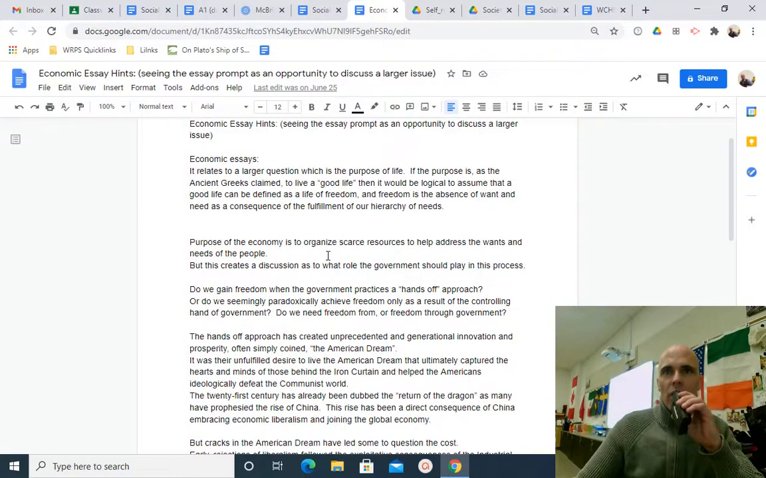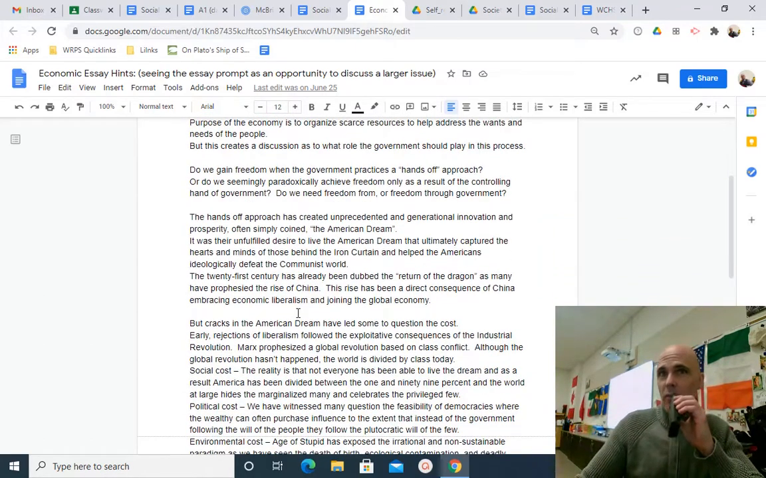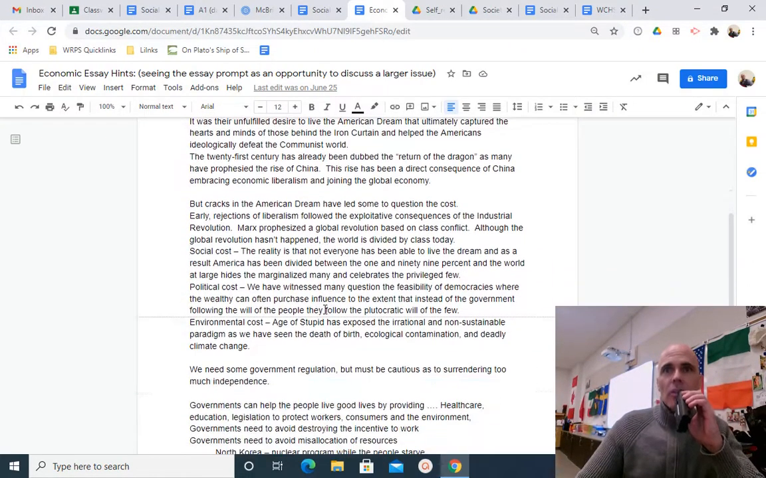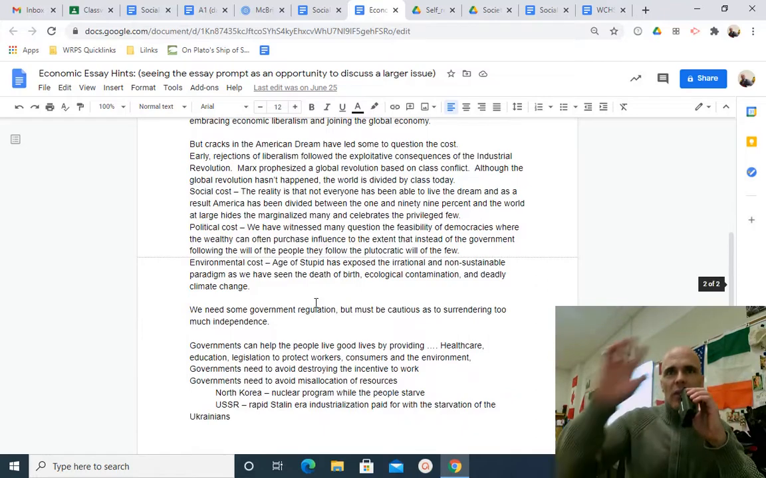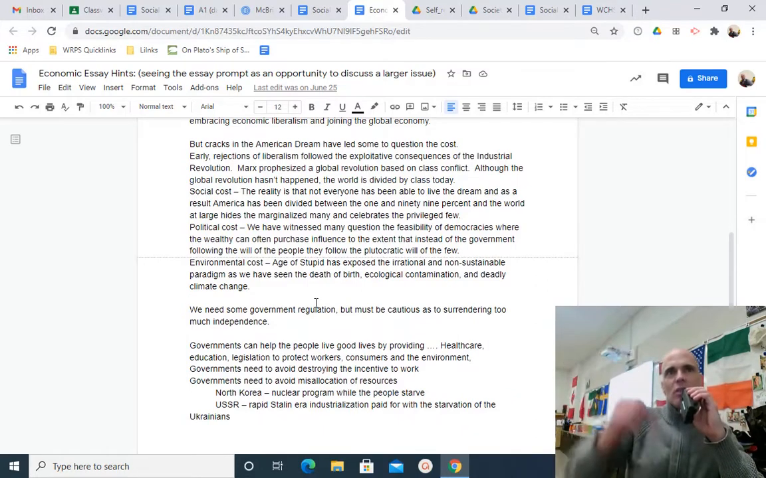The purpose of the economy is to organize scarce resources to help address the wants and needs of the people. But this creates a discussion as to what role the government should play in this process. Do we gain freedom from the government, or do we gain freedom when the government practices a hands-off approach? So there's definitely opportunities within those sources to unpack new things.